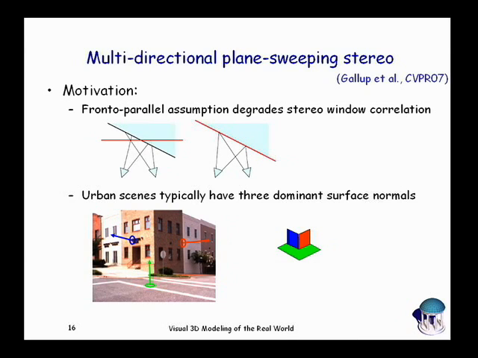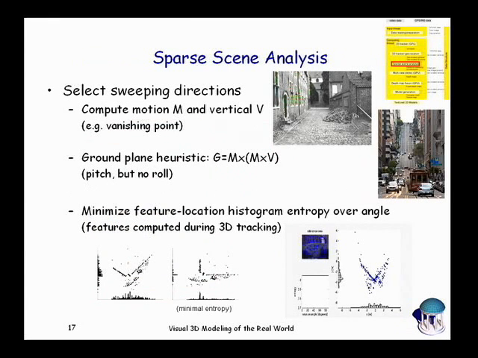So what we'll do is instead of doing a single frontal parallel sweep, we'll actually do three different sweeps. They don't have to be orthogonal. Typically, our ground plane actually is computed non-orthogonal to the two vertical facades. We will assume that the two vertical facades are orthogonal. But if we only see one facade, then that's not a problem. We have the other direction just being orthogonal to it.